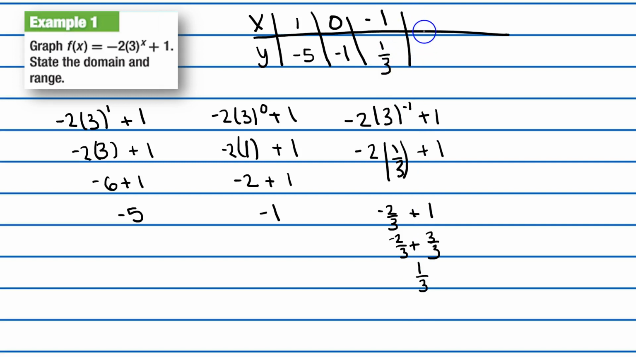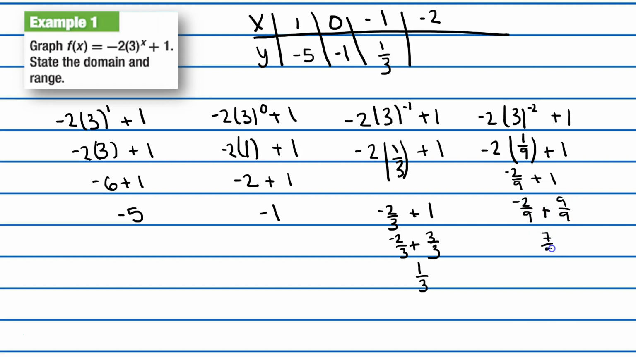And let's just say, let's try one more. I want to try another negative. Negative 2. So I have negative 2 times 3 to the negative 2 power plus 1. Then I have negative 2 times 1/9 plus 1. Then negative 2 times 1/9 is negative 2/9 plus 1. We have to get our common denominator again. In this case, it'll be 9. So negative 2/9 plus 9/9. Negative 2 plus 9 is 7. So we have 7/9.